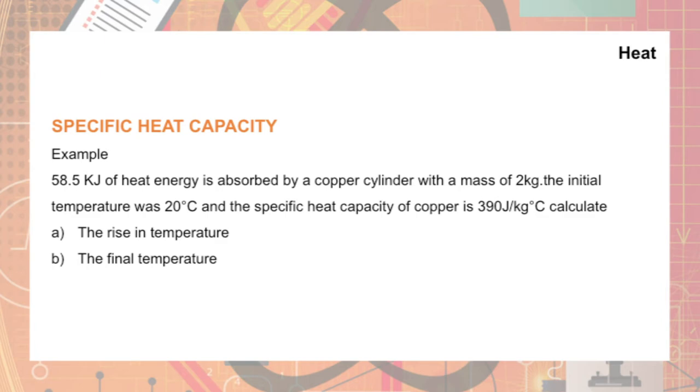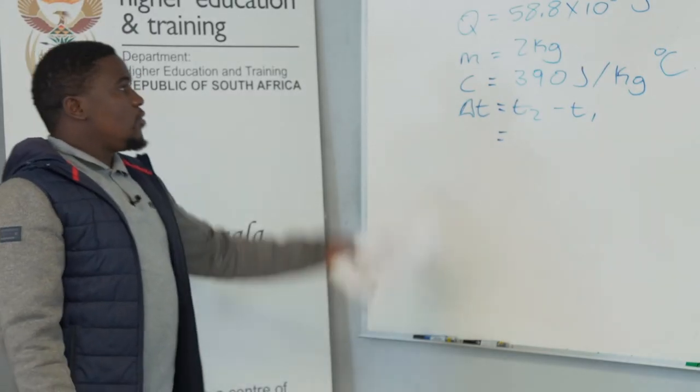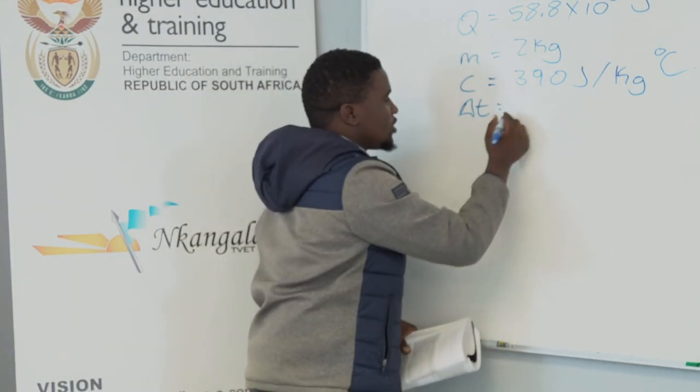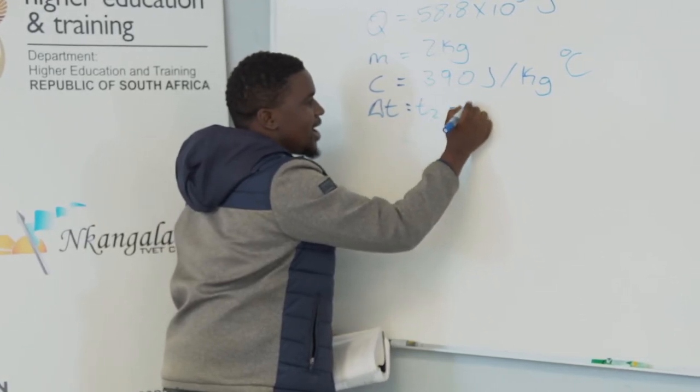What did I say? I will emphasize this, that the specific heat capacity of a substance is a constant for each and every material, which is 390 joules per kilogram degrees Celsius. Then now we have our change in T. But our change in T is T2 minus T1. T2 is the final temperature, T1 the initial temperature. Are we together? Delta T is equal to T2 minus T1.